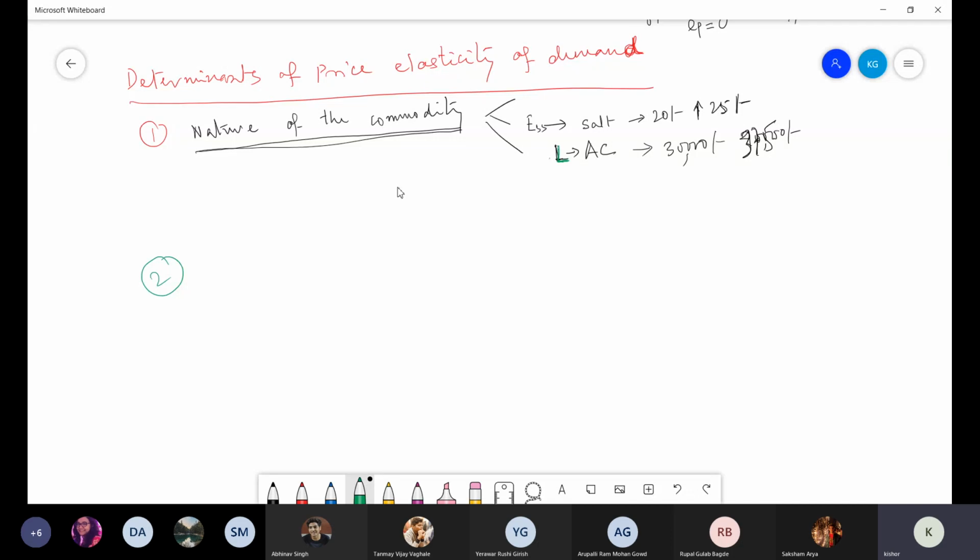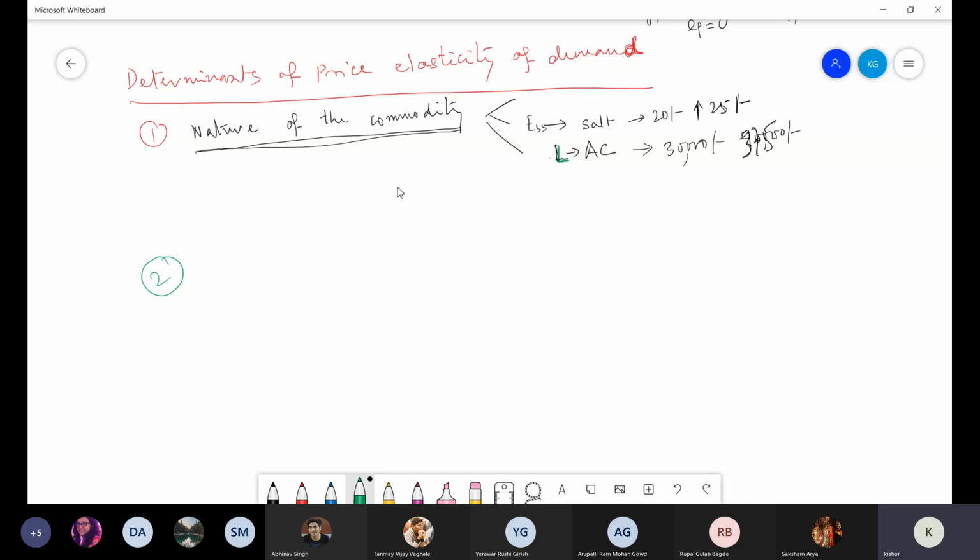Suppose the price of an AC increases from 30,000 to 37,500. Many consumers may stop purchasing AC. So if it is a luxury item, it is highly elastic. If it is an essential commodity, it is relatively inelastic. So nature of the commodity is one determinant that determines whether the price elasticity of demand will be highly elastic or less elastic.